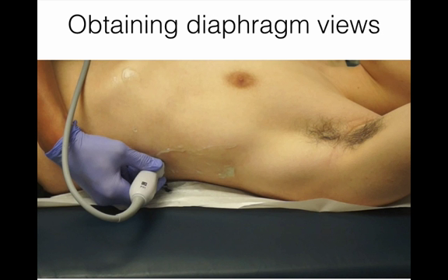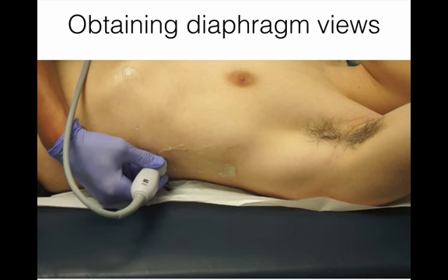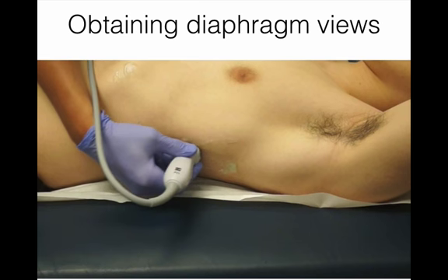Now how do you obtain your diaphragm views? Remember, we're going to look at the diaphragm to look for pleural effusions or hemothorax. It's really easy. So if you actually have your right upper quadrant and left upper quadrant views, all you need to do is just tilt or angle the probe a little bit more superiorly, and you may slide up one space as well.